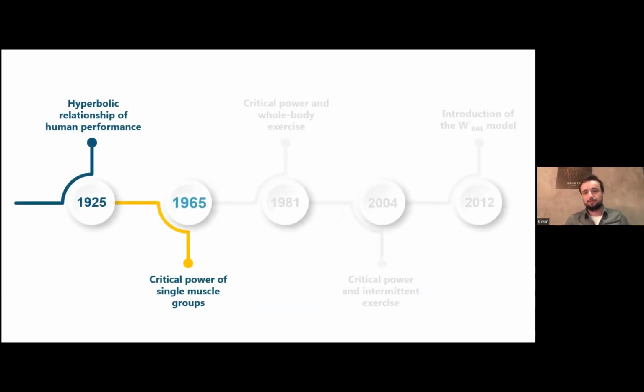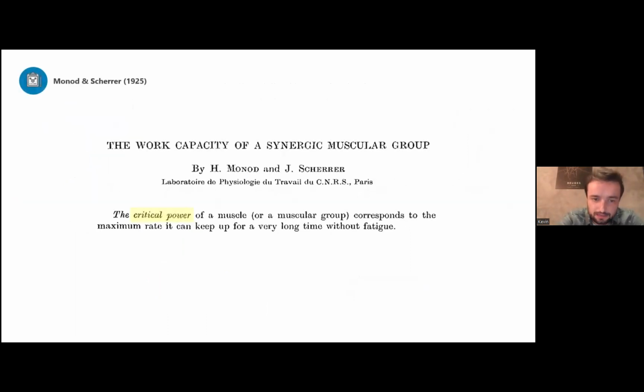However, at the time, Hill did not use the word critical power or critical speed. It took almost 40 years before that term popped up in the literature, and that's the key publication by Monod and Scherer. I see that the date on top is not correct. It should be 1965. There, these authors defined critical power. You can read a sentence out of the abstract: the critical power of a muscle or a muscle group corresponds to the maximum rate that it can keep up for a very long time without fatigue.